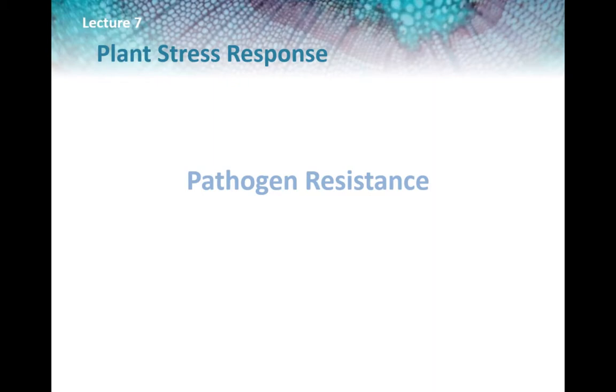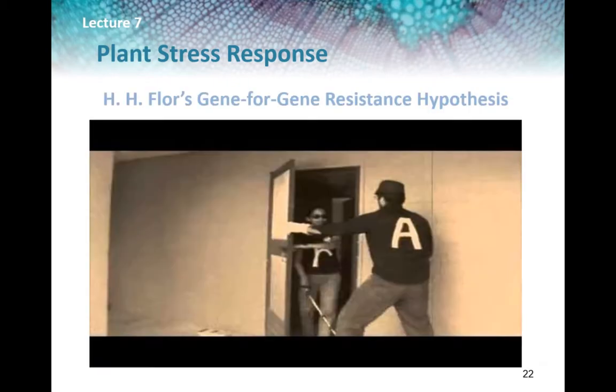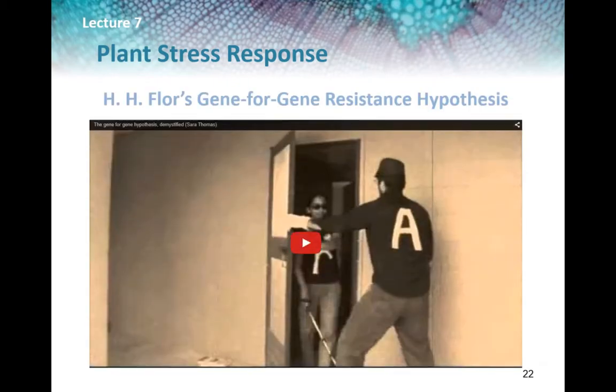Defense-activating compounds can move cell to cell and systemically through the plant vascular system. However, plants do not have circulating immune cells, so most cell types exhibit a broad suite of antimicrobial defenses. Now let's have a look at this video that explains Flor's gene-for-gene resistance hypothesis.